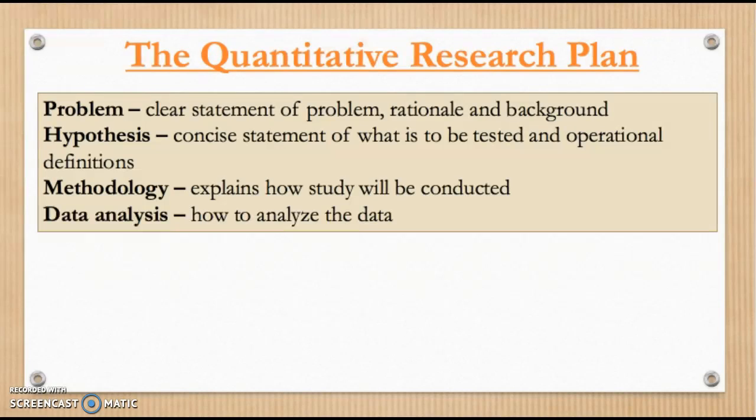So here is the sequence to follow for quantitative research. First, problem: a clear statement of a problem, rationale, and background. Second, hypothesis: a concise statement of what is to be tested, and operational definitions. Methodology explains how the study will be conducted. Last thing, data analysis: how to analyze the data.